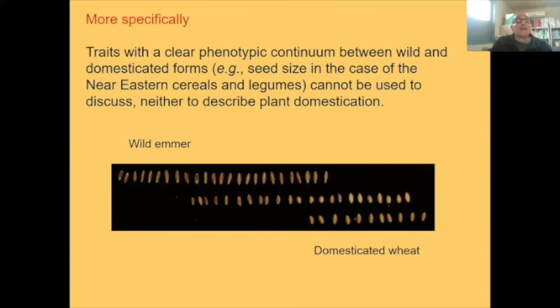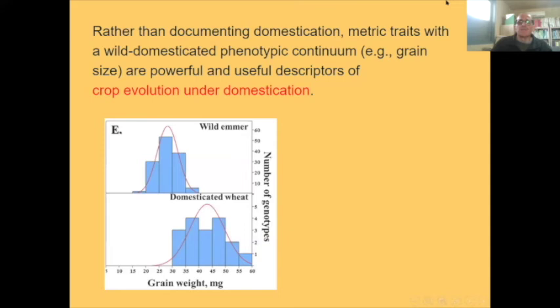Still, those traits that show overlap between the wild and the domesticated gene pool and are polymorphic in both gene pools are excellent descriptors. They cannot be used to describe domestication, but they are excellent descriptors of crop evolution. Okay, this is what this slide tells us.